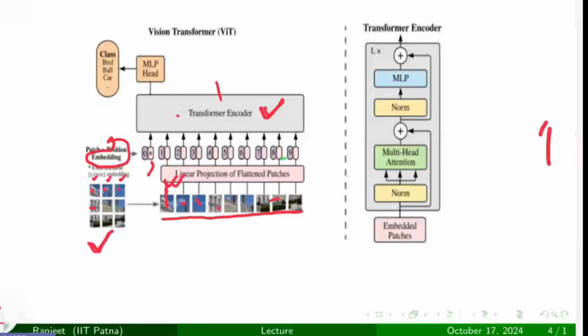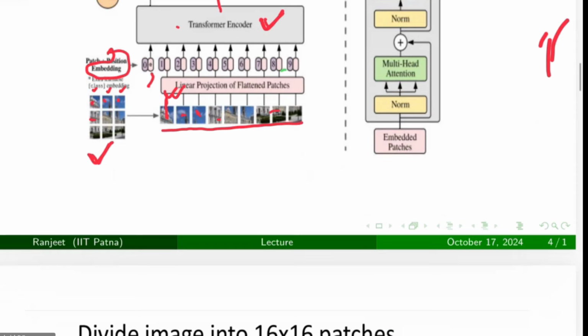From this you will get all those vectors as output, like refined vectors, and then you combine them. Maybe at the end you use one MLP, your multi-layer perceptron, a fully connected layer, for doing the classification. So you can do image classification using this vision transformer.